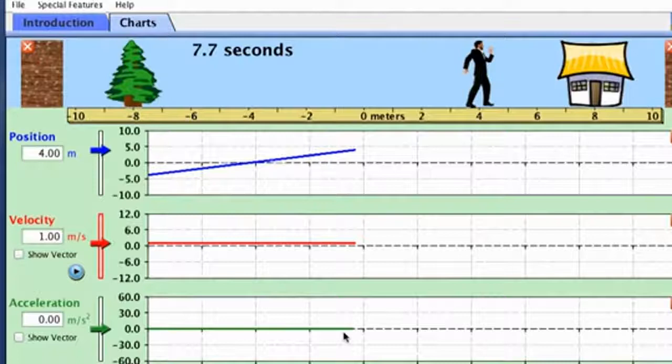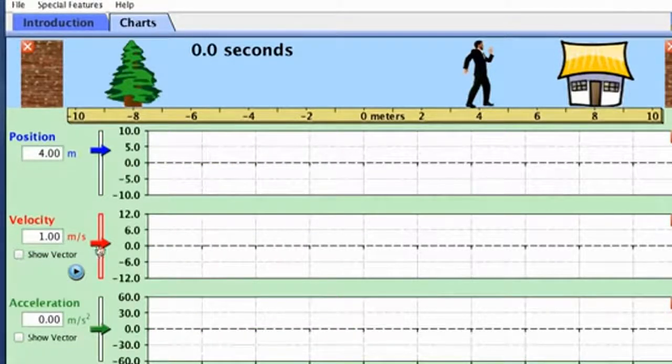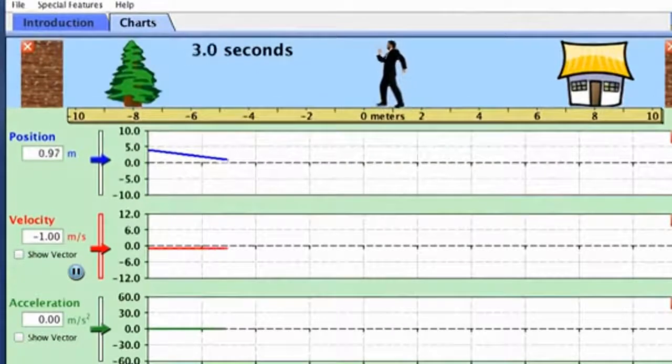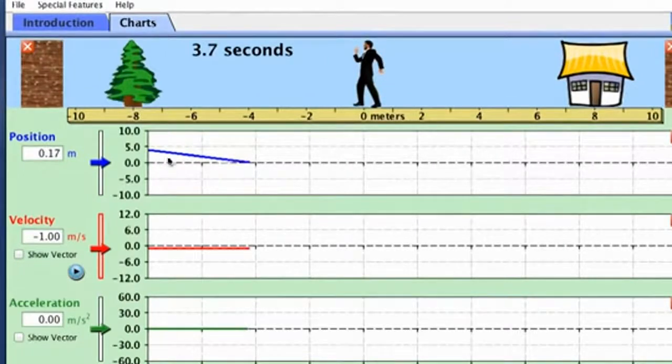Well, what happens when we now say we have a negative velocity? Let's give him a negative velocity. What does he do? He turns around and goes back the other direction. Our slope of our position time graph is negative. Therefore, we have a negative velocity. Our velocity is not changing, so we have a 0 acceleration.